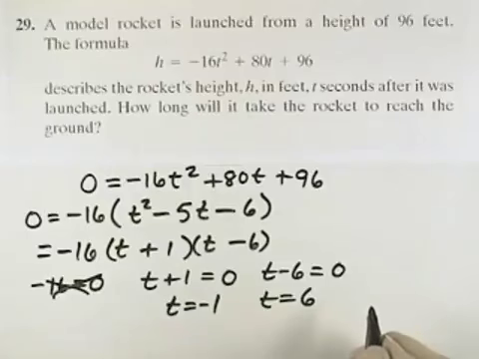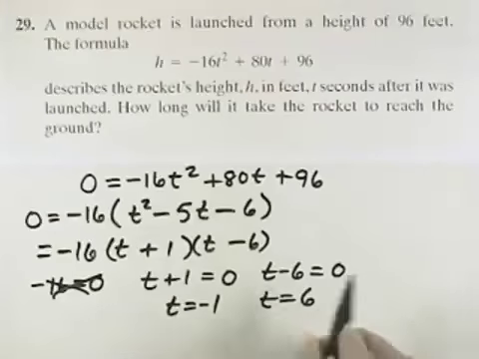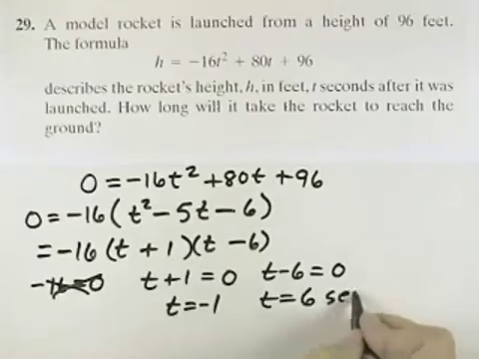Since t is the time in seconds before the rocket hits the ground, I know that cannot be negative, because it wouldn't take negative seconds to hit the ground if it's starting at a positive height. So it must therefore take 6 seconds for the rocket to reach the ground.